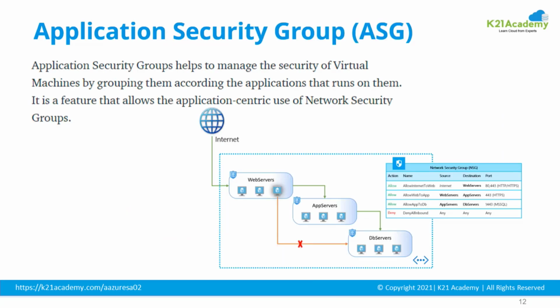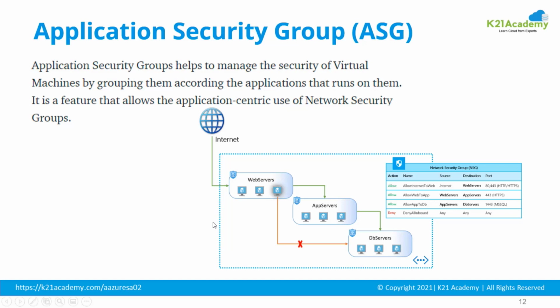And in this lesson, we are going to look at application security group. The application security group, as shown in the diagram, helps you to manage security of your virtual machines by grouping them according to the applications that run on top of those virtual machines.